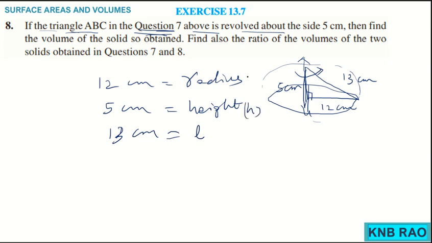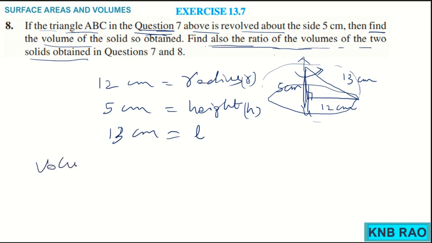So find the volume, and also find the ratio of the volumes of the two solids obtained. First, find the volume of this solid obtained.